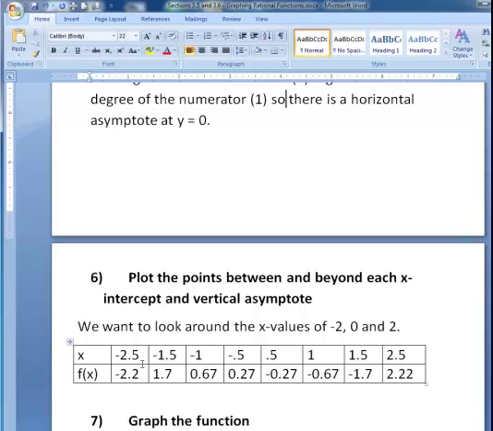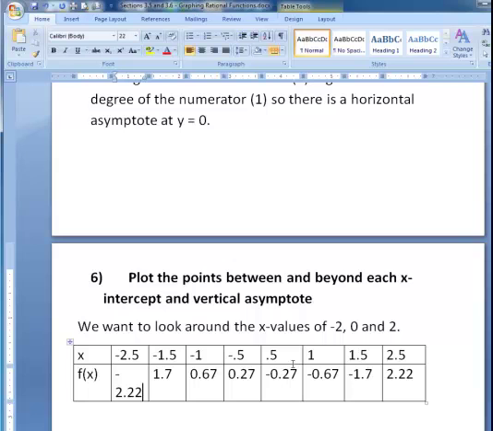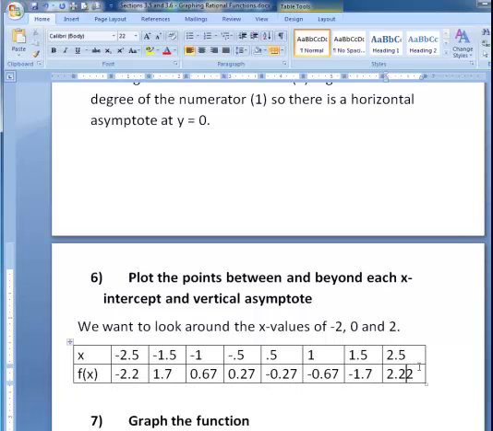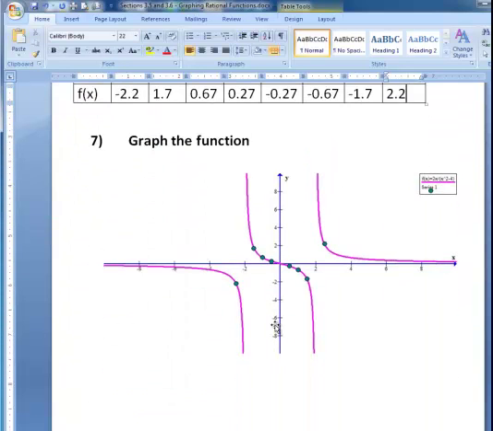And if you'll notice, my negative 2.5 gave me negative 2.22, and my positive 2.5 gave me a positive 2.22, which makes sense because we said negative f of x was the same as f of negative x, so my signs should change when I plug in the opposites. And if I'm going to plot these points, here are my plots. It gives us a good idea of what happens around the origin and around my vertical asymptotes. Now, I have a graphing utility which doesn't let me do vertical asymptotes, so I apologize for that. But imagine these vertical lines coming up and down at negative 2 and at positive 2.